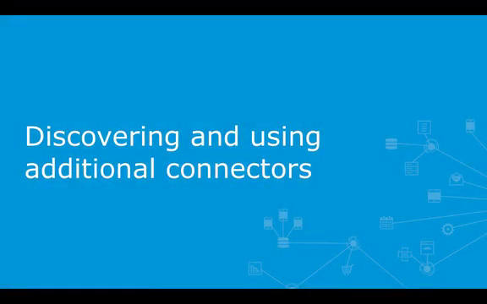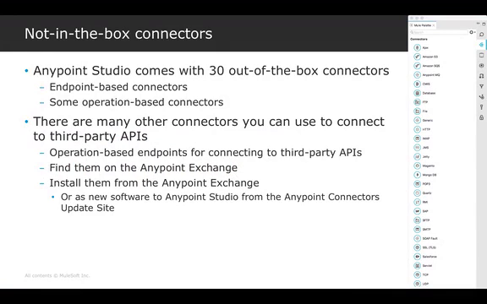Discovering and using additional connectors. Now, there are connectors that aren't out of the box in Studio. Studio comes with 30 out-of-the-box connectors, but there are some more that you can find in the Exchange. A lot of these will allow you to connect to third-party APIs, so if you're going to be interacting with a system, be sure to check to see if there's a pre-existing connector for it, rather than trying to learn the entire API of how to interact with that endpoint.